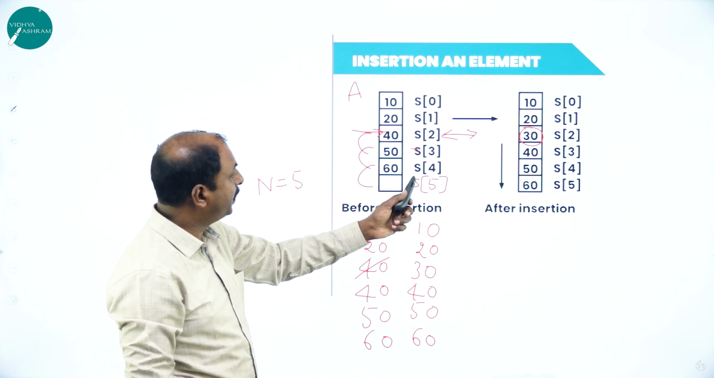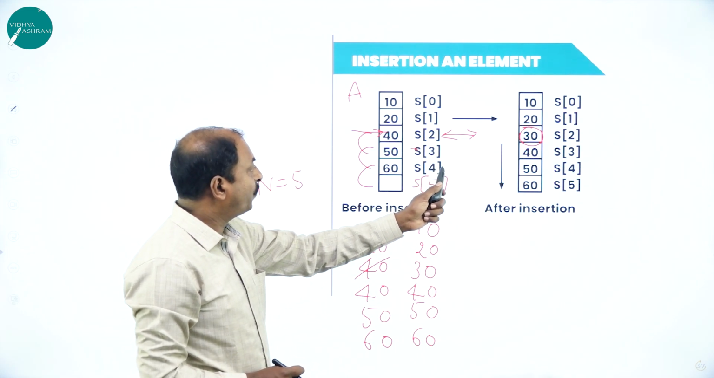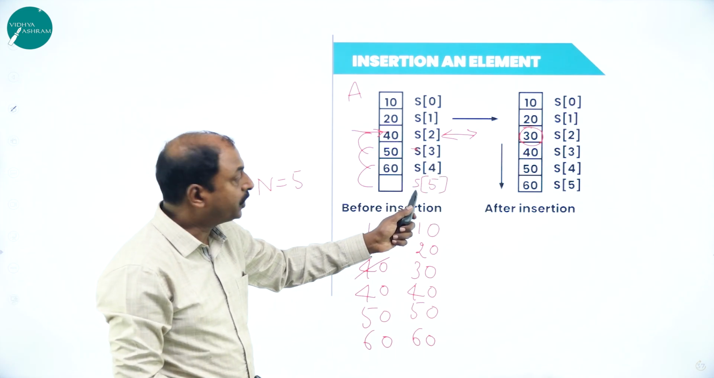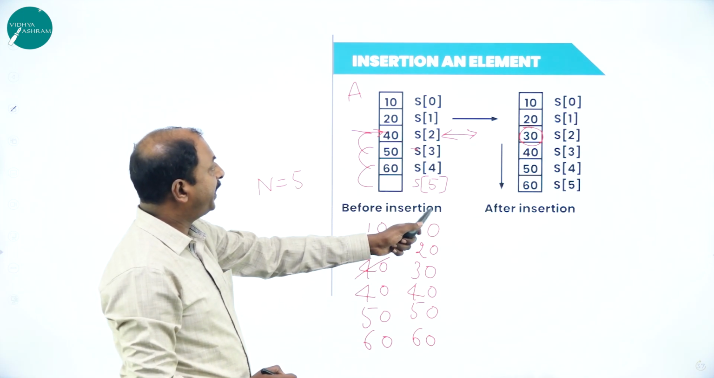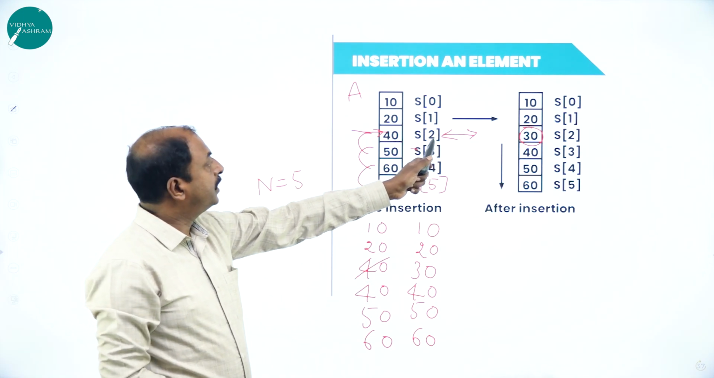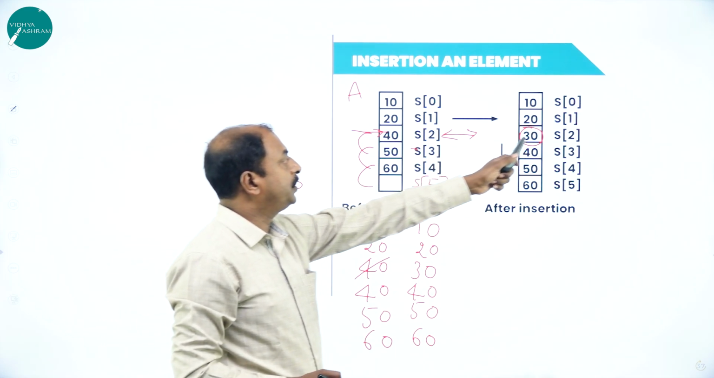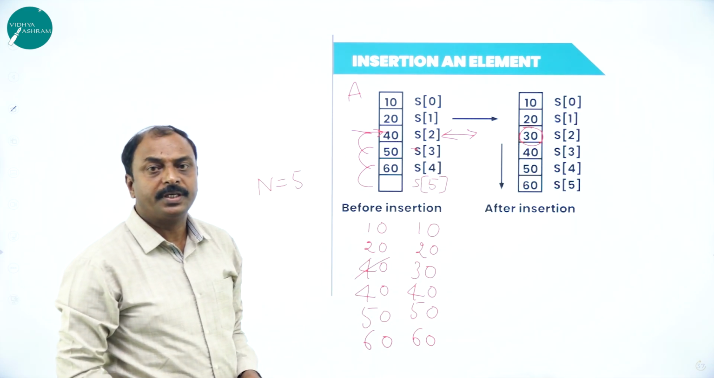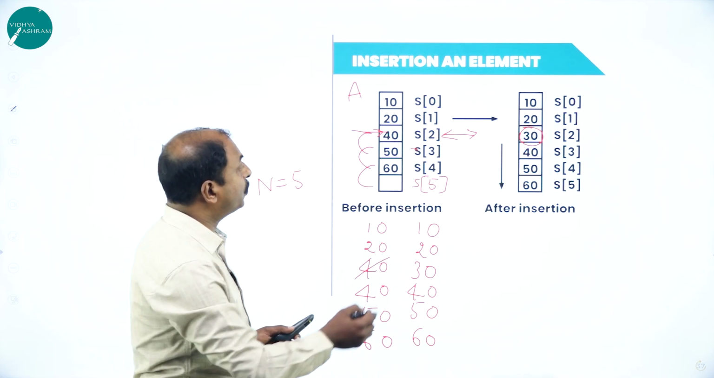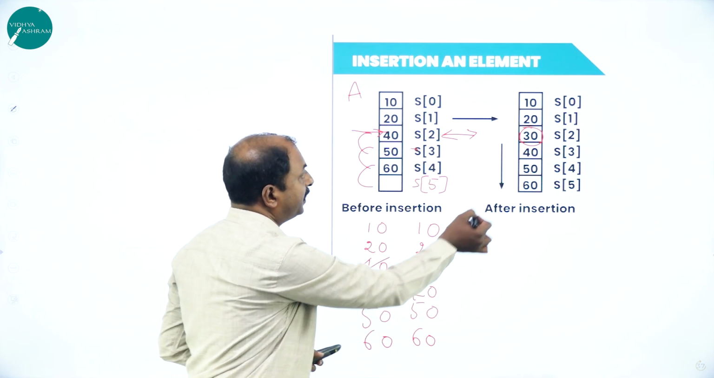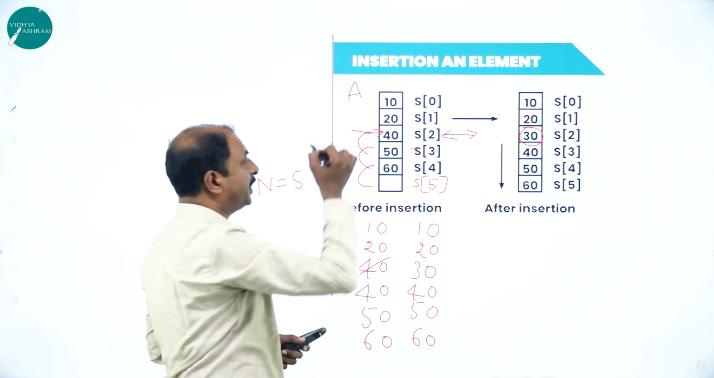In this example, 60 is S of 4, and we have to move that to S of 5. Similarly, we have to move all the elements up to the point where we have to insert the new data item. After this, the next step is to insert the new element 30 into the position S of 2.